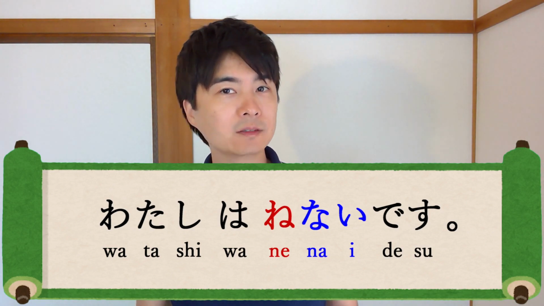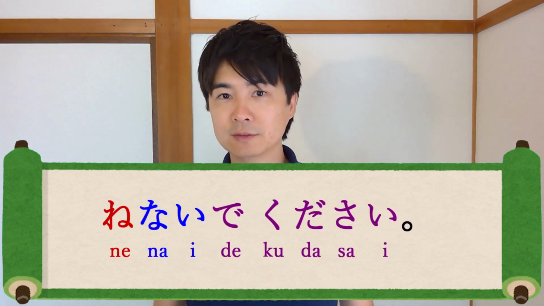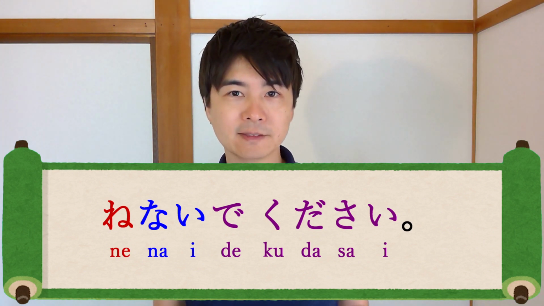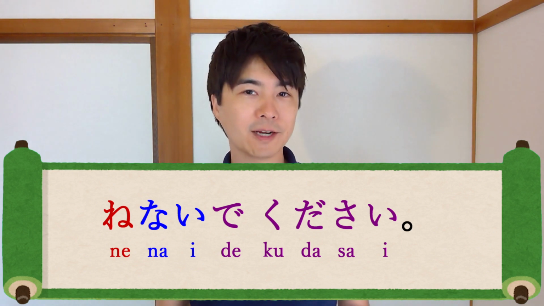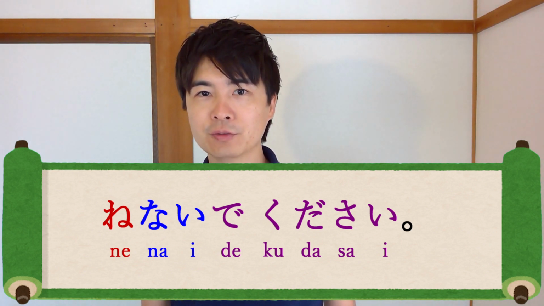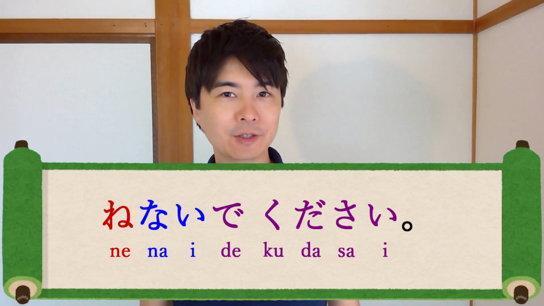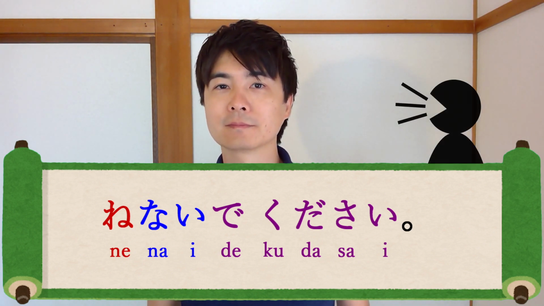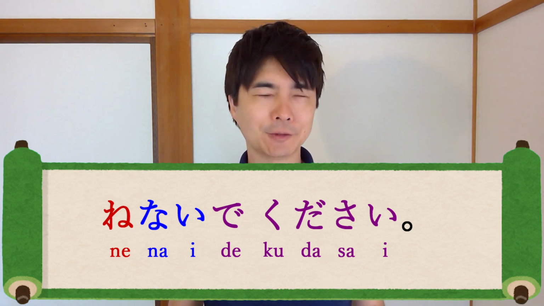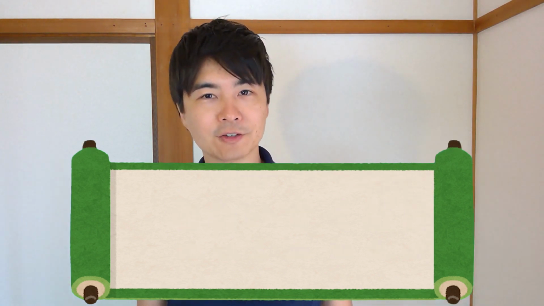And if you want to say please don't sleep, you can say 寝ないでください。When we want to say please don't do something, we just need to replace ないです with ないでください, because ないでください follows the ない form of a verb. Then, if you are falling asleep in class, the teacher would tell you 寝ないでください。Please repeat after me just in case. 寝ないでください。寝ないでください。Okay, good.